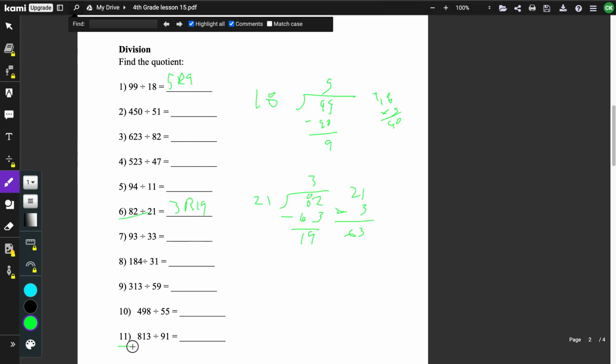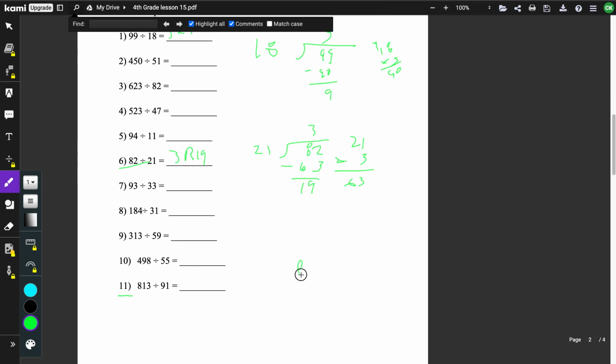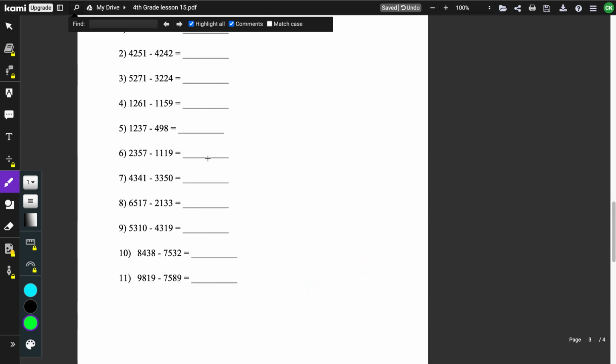And then moving on, we'll do 11. 813 divided by 91, and let's see how many 91s can go inside. I think 8 can, so 91 times 8. 8 times 1, 8, 8 times 9, that's 72, that's going to give you 728. Then we'll subtract, and we should get 85. We know that 91 can't go inside 85, so the answer is going to be 8, remainder 85.